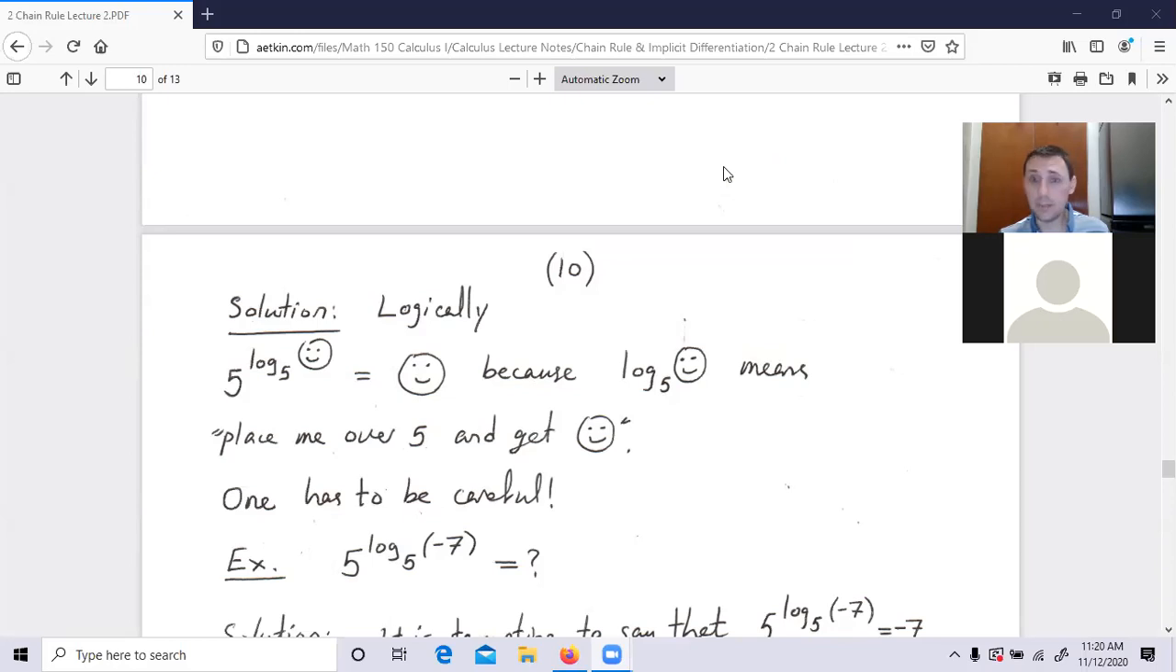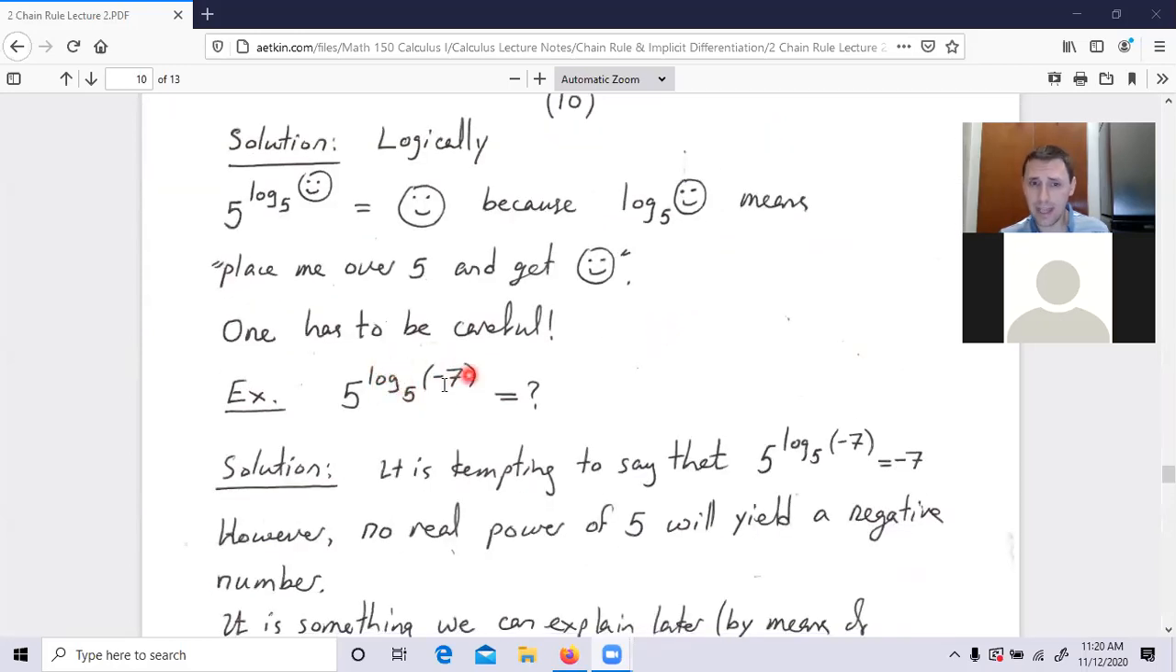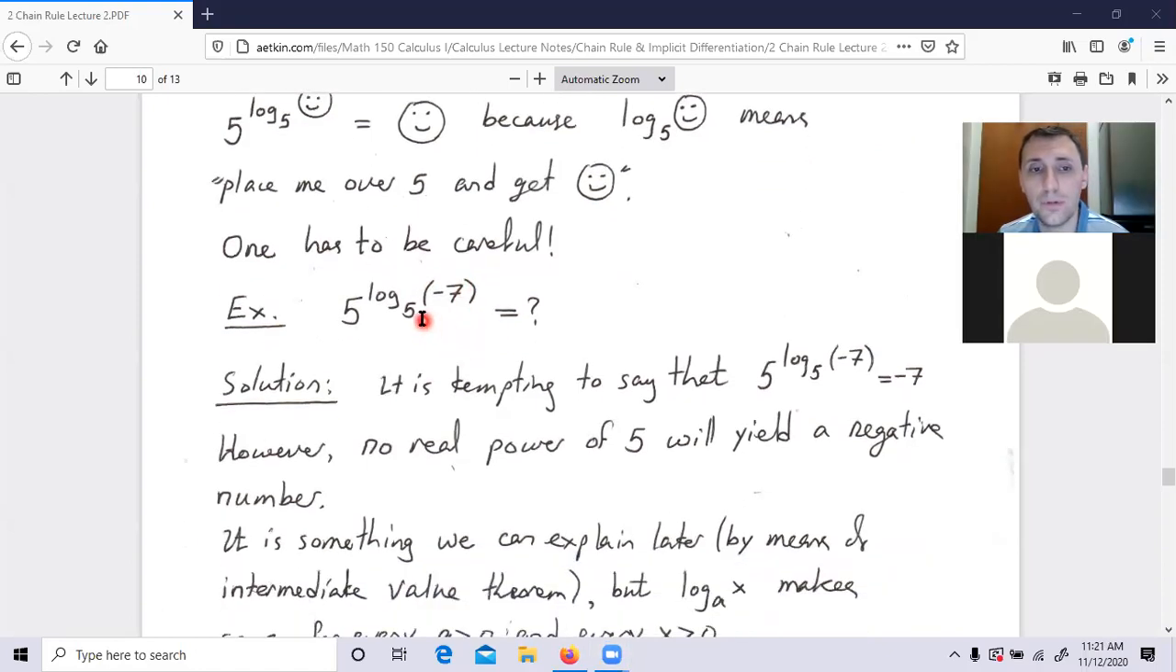The thing is, can it be minus 7 though? Here you gave a name to something that does not exist, you see? So you did express a philosophical belief that there will be something. It says place me over 5 and get minus 7. But if this is supposed to be a real number, you know that if you place any positive number on top of 5, you will get a positive number. If you place 0, you will get 1. If you place a negative number on top of 5, you also get a positive result. So there is no way to obtain minus 7 from real numbers.